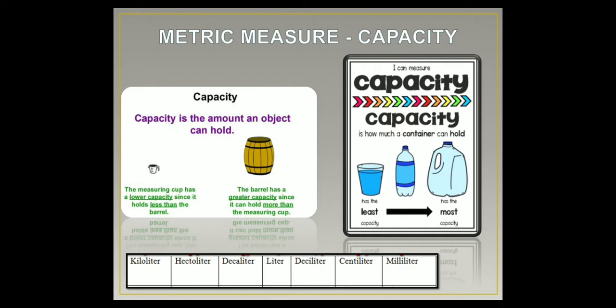So what is capacity? Capacity is how much a container can hold. For example, if I have a bottle, how many liters of water can it hold? So there we use capacity. If I have a mug, I can find out how much water a mug can hold. Or if I have a barrel, I can find out how much water or juice this barrel can hold. So that is where we find the capacity, right?